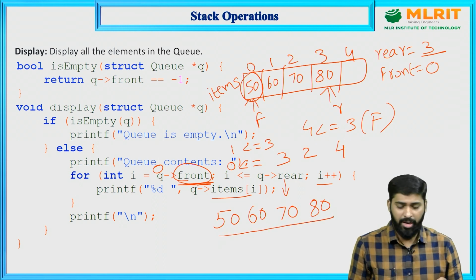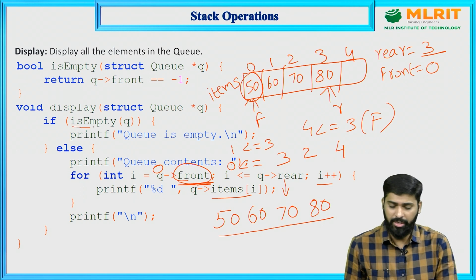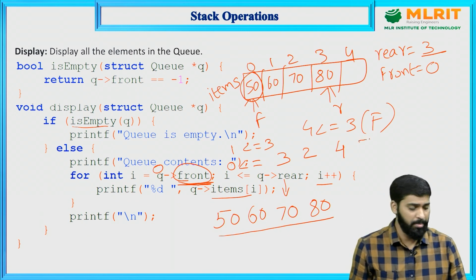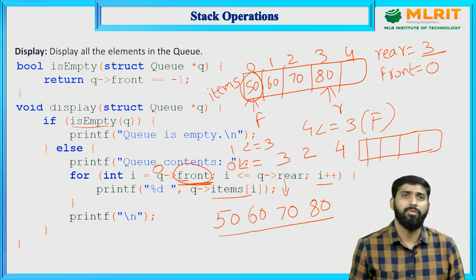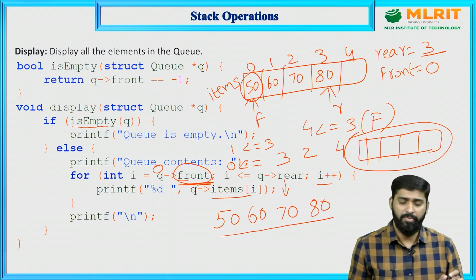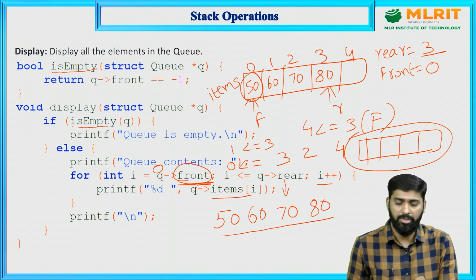Okay. Here also we are going to check isEmpty. What is the purpose of isEmpty? Here I want to display the elements in the queue, but the queue is empty. That means I want to display the elements in this queue. Here the queue is empty. How do we know that? We are going to call the isEmpty function.